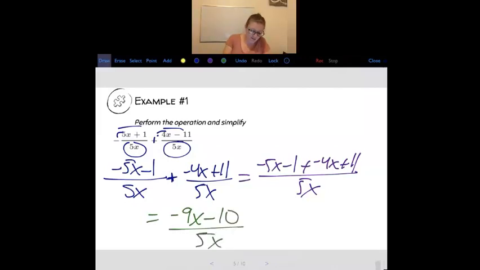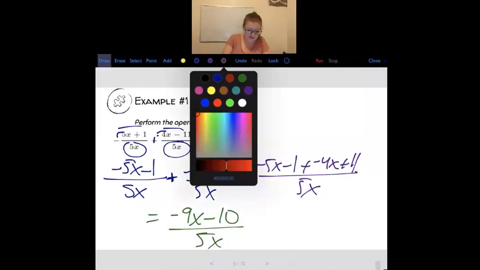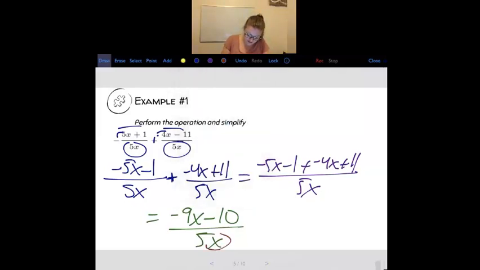Now I want to mention a couple things, and I'll write in red because these would be mistakes. The x's don't cancel because x doesn't come out of everything. If every term, 9x, 10x, and 5x, all had an x, then it could cancel. But they don't, so those do not cancel. Also, we can't reduce the 5 and the 10 because, again, 5 doesn't come out of 9. So if you're going to reduce or simplify, it needs to come out of every single thing in order to do that. So your final answer here is just negative 9x. Oh, this should be a positive 10. Positive 10 over 5x.